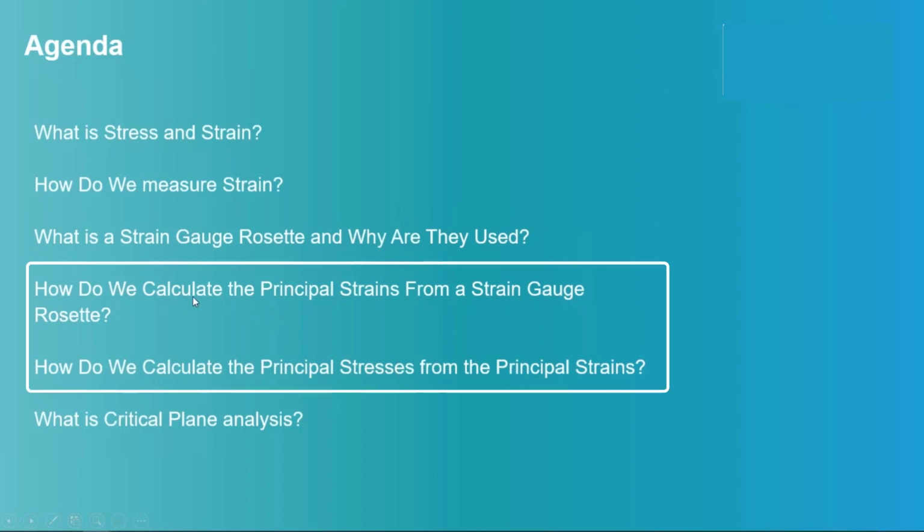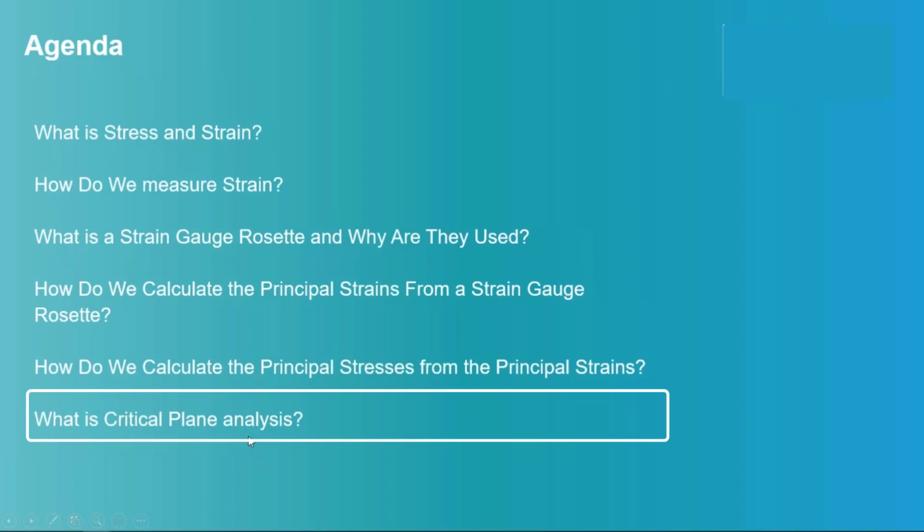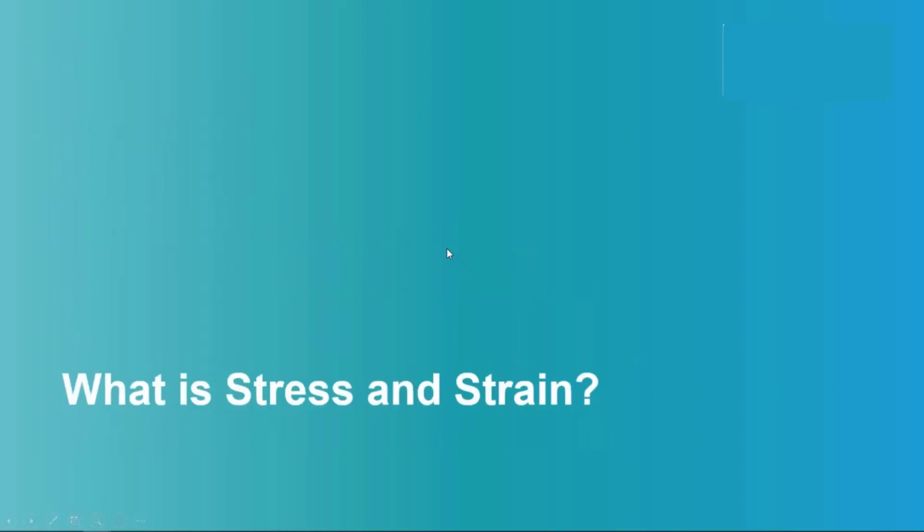And finally, we'll talk about some of the quantities that we can calculate using a strain gauge rosette. So the principal strains, the principal stresses, there'll be a few more parameters. And then at the very end, also talk about critical plane analysis and fatigue life analysis, and how that's useful and why we might use it. So to get started, we'll just give a brief background on the basics here.